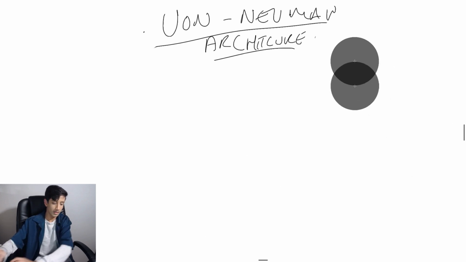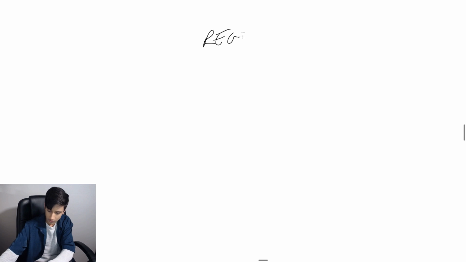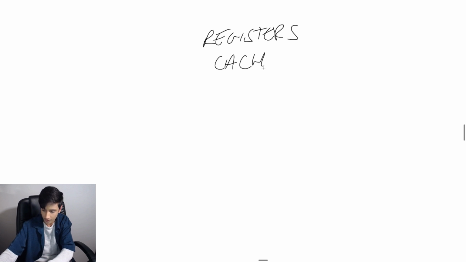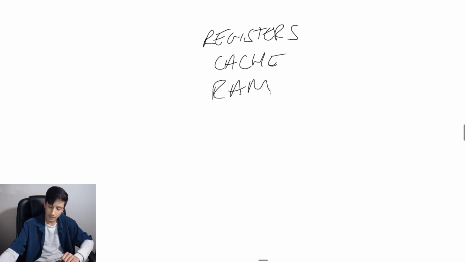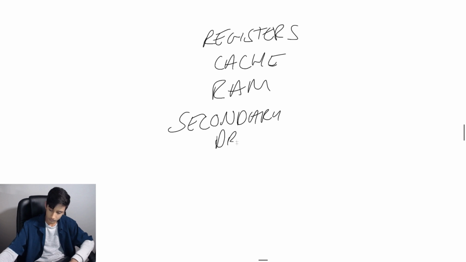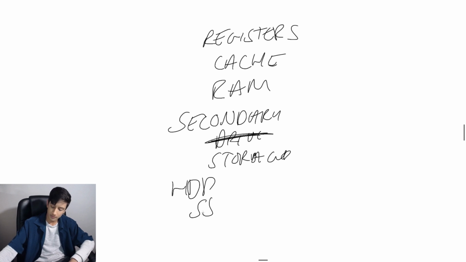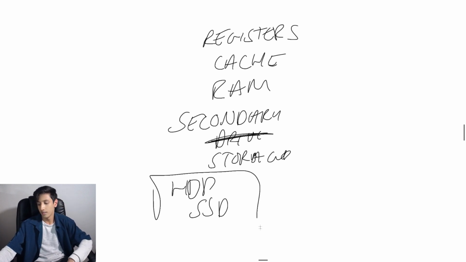So registers are the fastest in terms of data. And then comes cache. Then comes your RAM, and then your secondary storage, so your hard drive or your solid state drive, one of those.